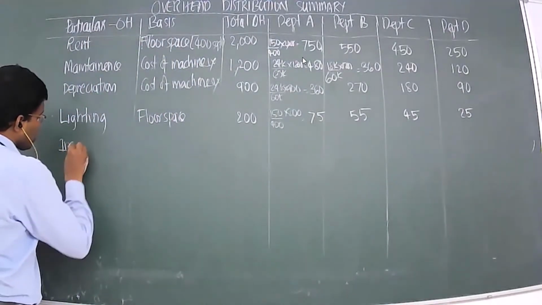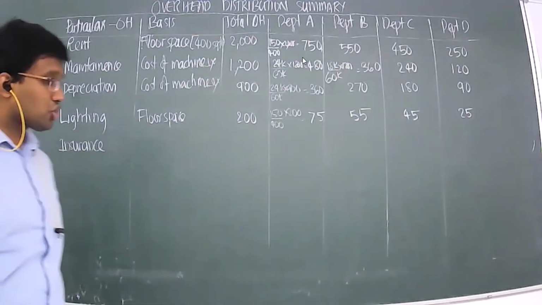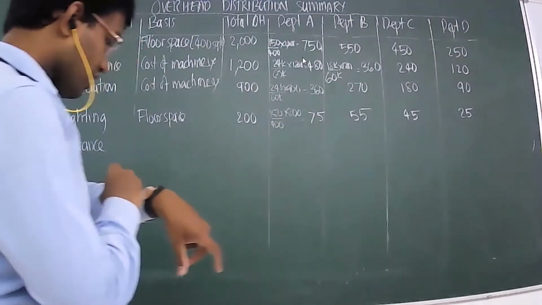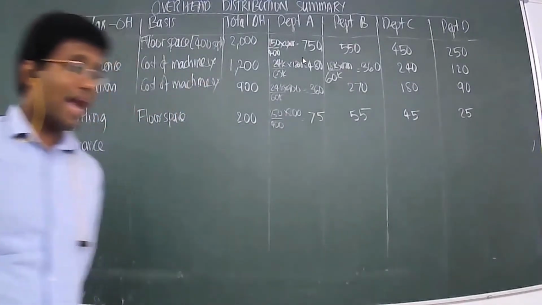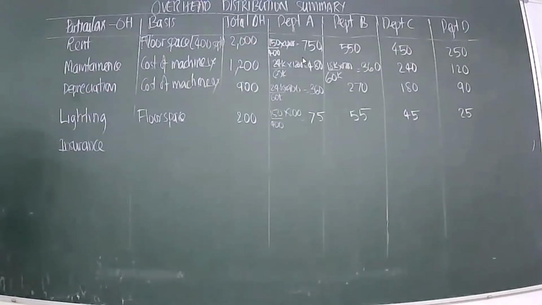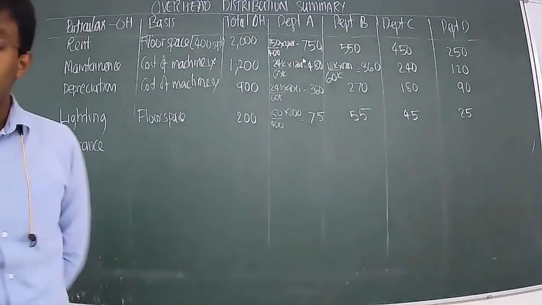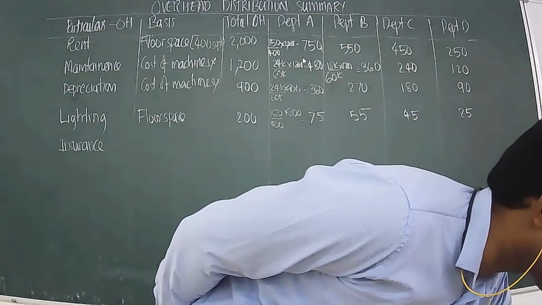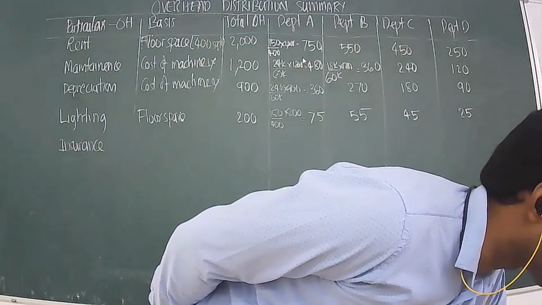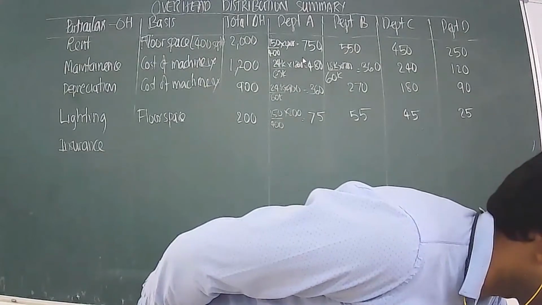Next one is insurance. What do you mean by insurance? Insurance basically refers to the premium that you're paying. For whom are you taking this insurance? You're taking it for your workers, your employees in the organization. So any guesses, what would the basis for apportionment of insurance be?